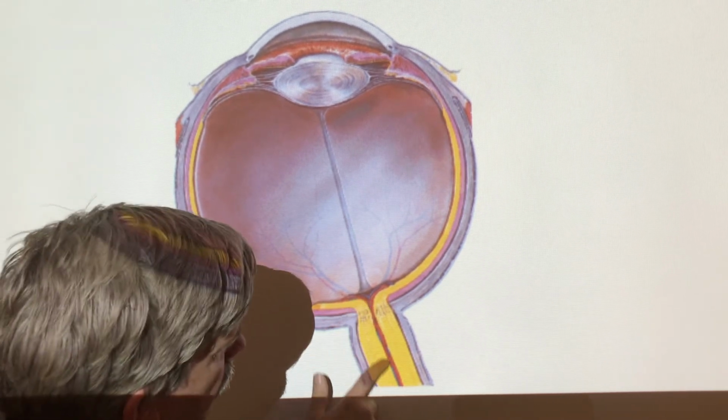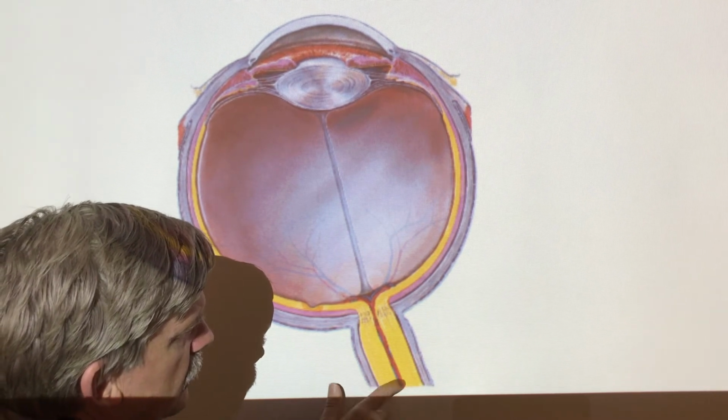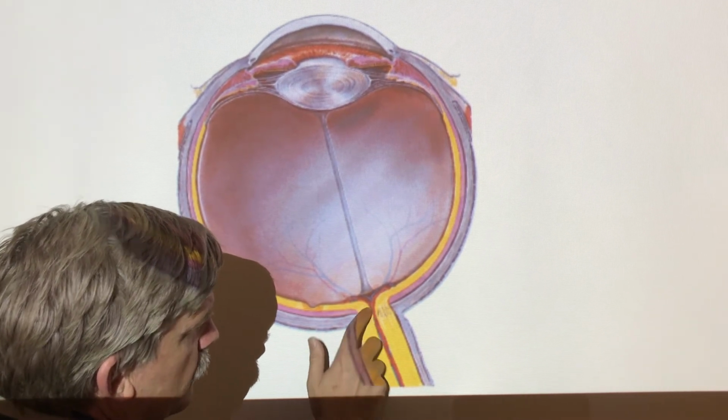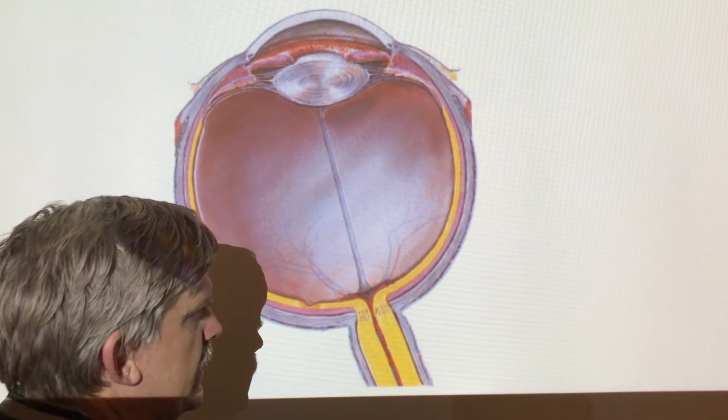Dead center of the optic nerve, you're going to have an ophthalmic artery and vein. So there is vascularity that is coming in through this area. Now this area is referred to as the optic disc.